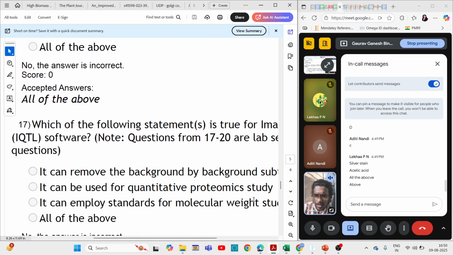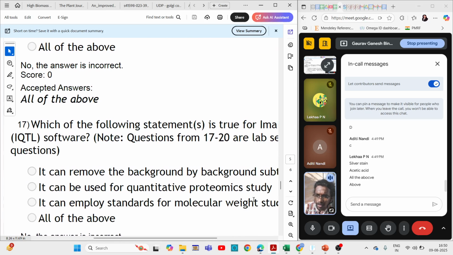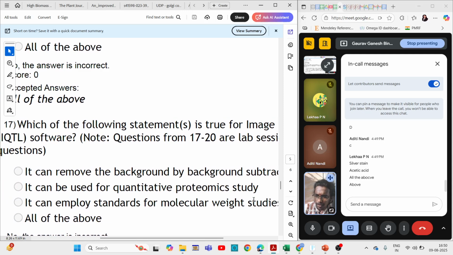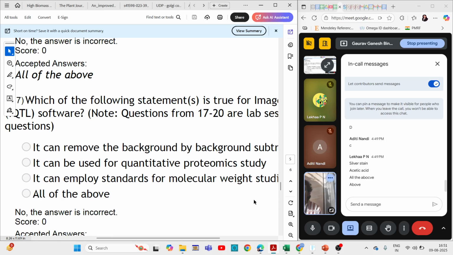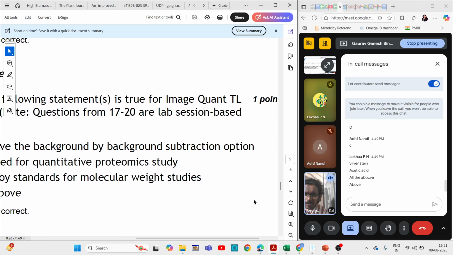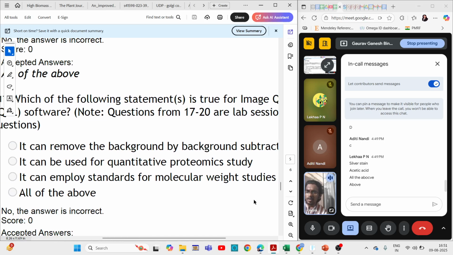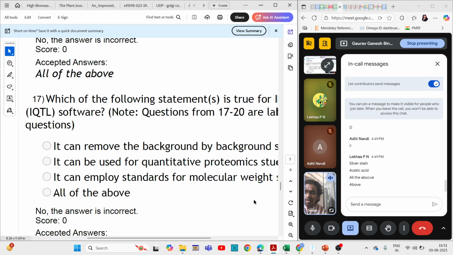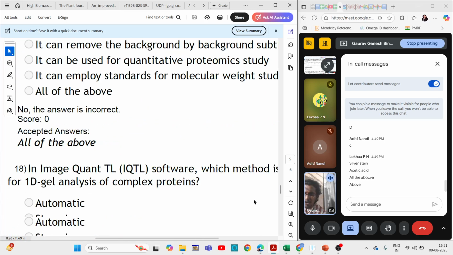Which of the following statements is true for ImageQuant TL software? Oh, so we haven't dealt with software as such, so still you can just guess. It can remove the background by background subtraction. It can be used for quantitative proteomics. It can employ standards for molecular weight studies. The answer is all of the above.